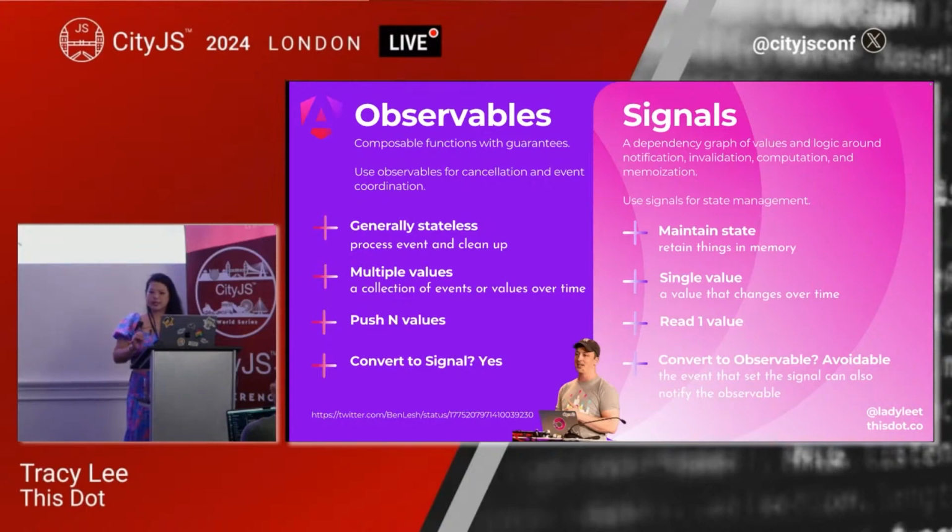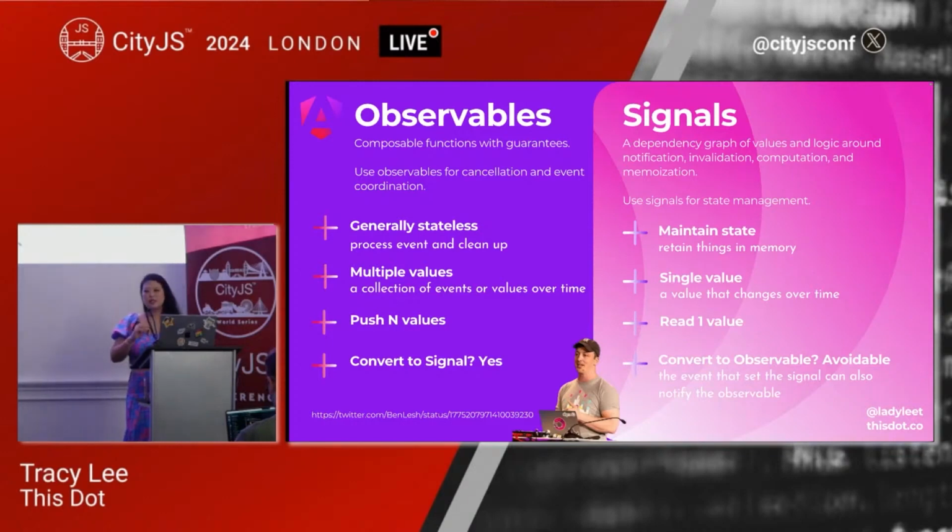Observables, generally stateless. You process an event, it cleans up. Signals maintain state, they retain things in memory. When you think about observables, multiple values, a collection of events and values over time. Signals, single value, and it's a value that changes over time. With observables, you can push n values. Signals, you can read one value.